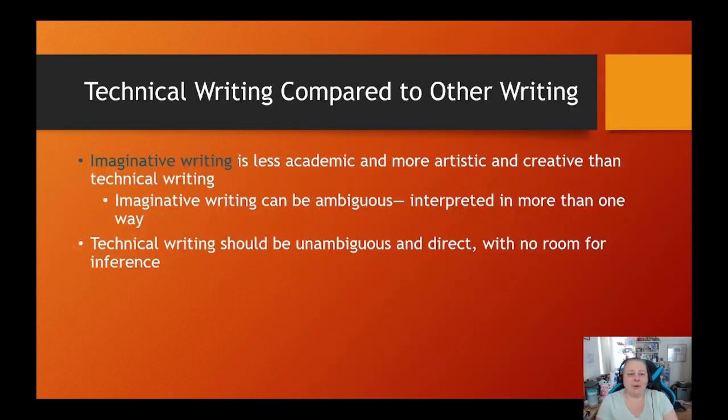Last but not least, we're going to imaginative writing. That's even less academic and more artistic. That's creative writing, right? So it can be ambiguous. It can be interpreted in many different ways. We can use words to create similes and metaphors. We don't do that. Technical writing is going to be unambiguous, direct, with no room for interpretation. So you want to make sure that whatever you're saying, you're saying it directly and to the point.